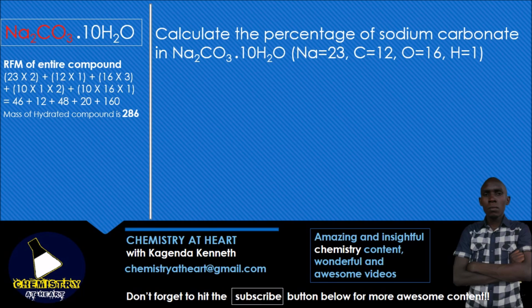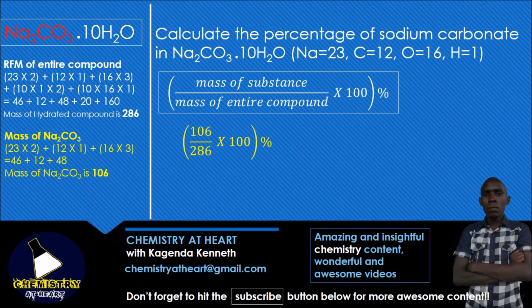Then the formula mass of the sodium carbonate that we are interested in is 23 times 2 plus 12 times 1 plus 16 times 3, and that gives us 106. So the percentage by mass of sodium carbonate in the hydrated sample is 106 divided by 286 times 100, and that's how we come up with 37.06%.